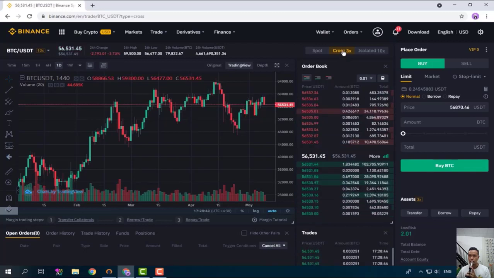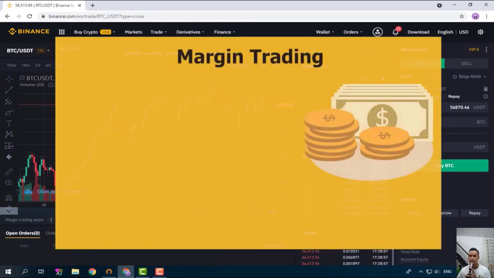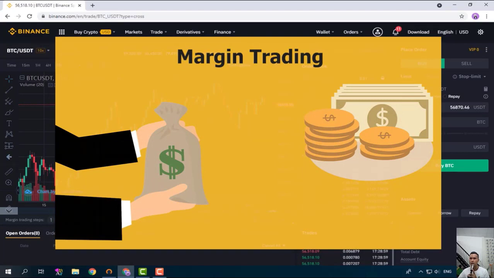Before explaining the difference between cross and isolated, first let's see what margin trading is and how it generally works. Margin trading is a trading method that allows you to borrow funds from a broker or a third party to have a greater amount of capital to leverage your positions.